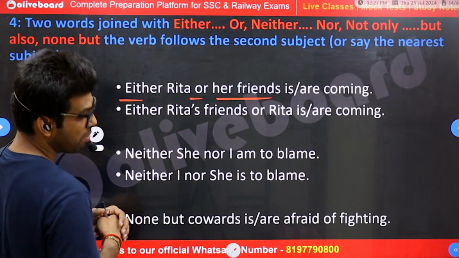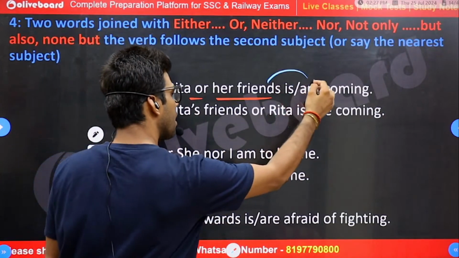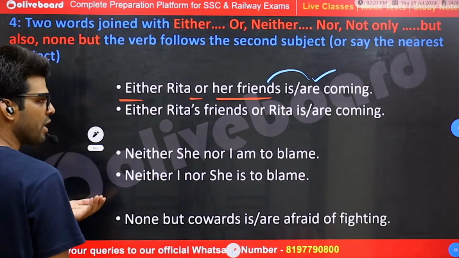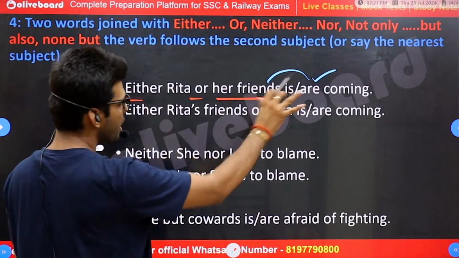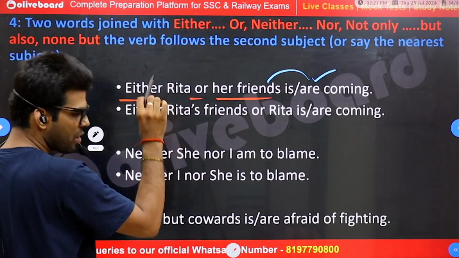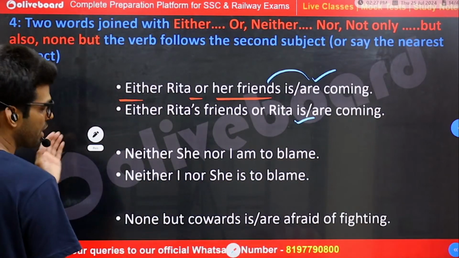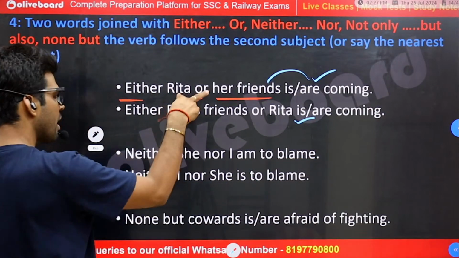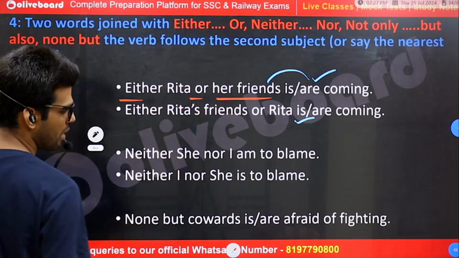Say in your mother tongue as well, either she or her friends are coming. Either her friends or she is coming. Either she or her friends are coming. Either her friends or she is coming. The nearest term. Do remember, subject-verb agreement. Both are the subjects, but we are picking just one. There's a choice, either this or that.